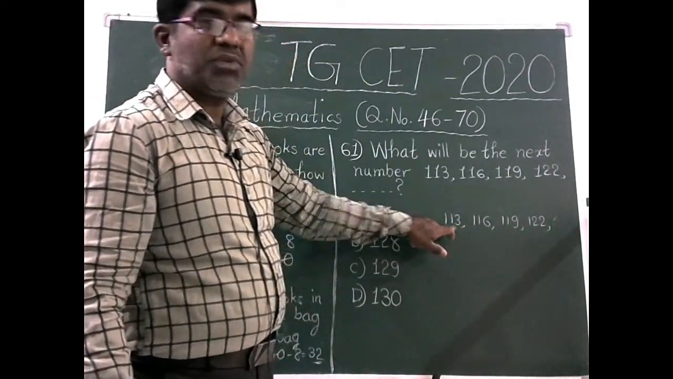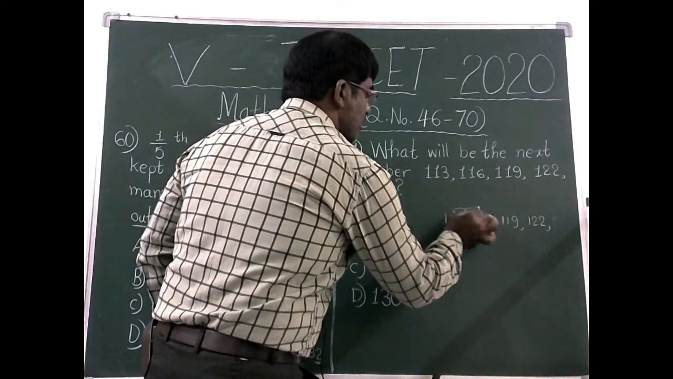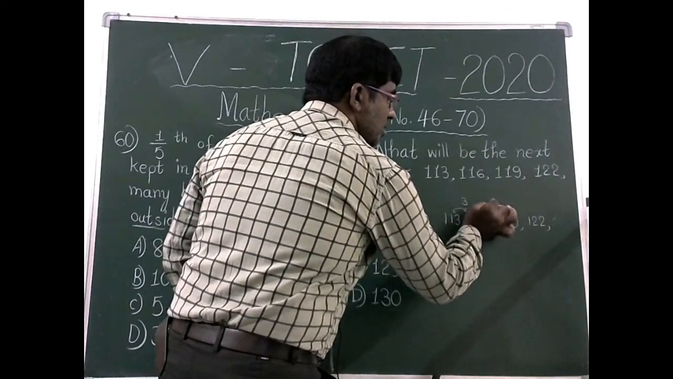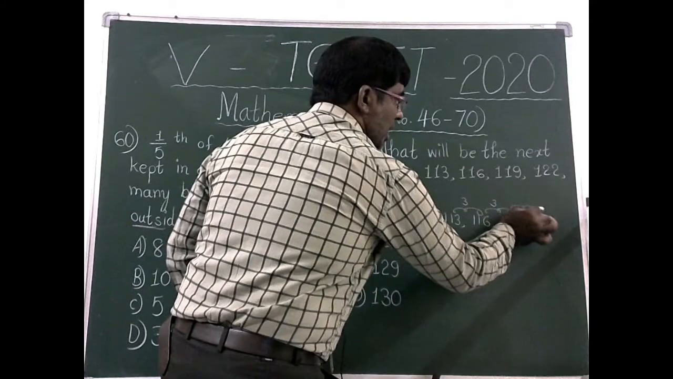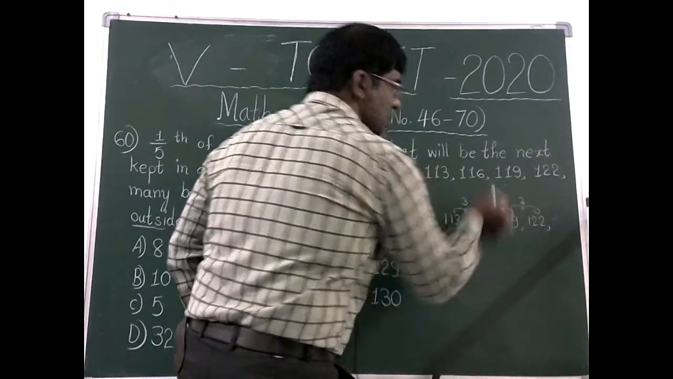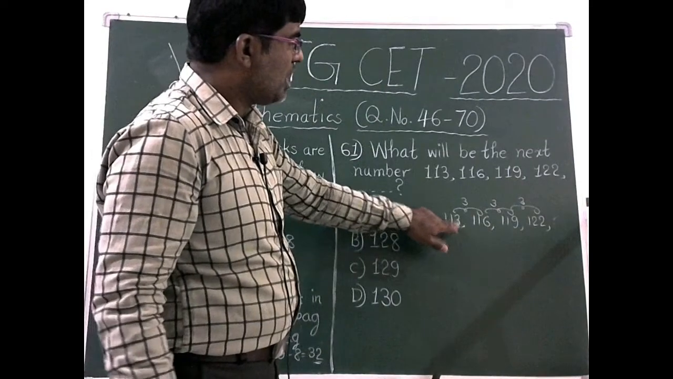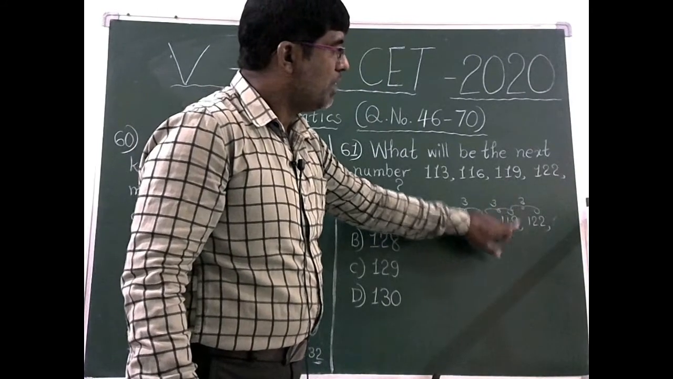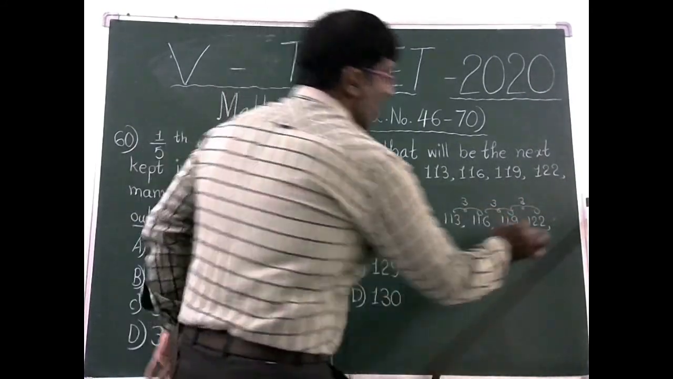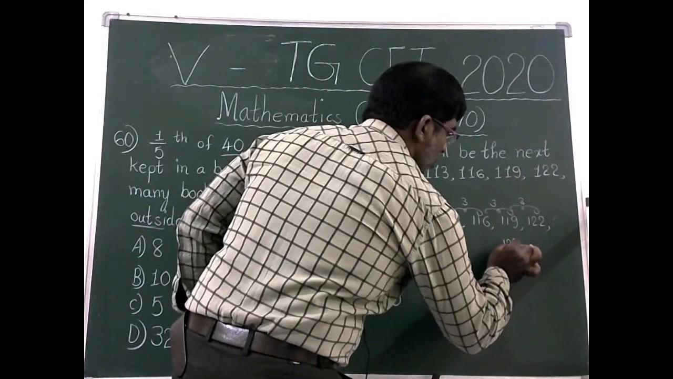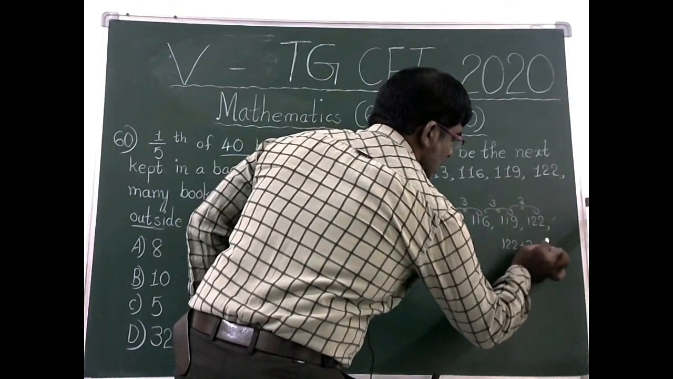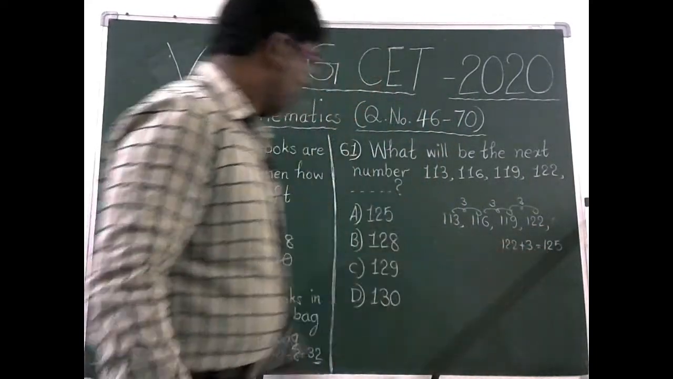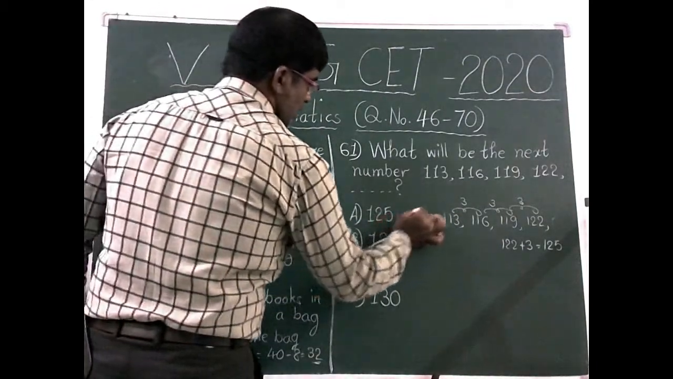116 minus 113 is 3. Between 116 and 119, the difference is 3. Between 119 and 122, the difference is 3. So simple: 113 plus 3 is 116, 116 plus 3 is 119, 119 plus 3 is 122, and 122 plus 3 equals 125. The next number is 125. Option A is the correct answer.